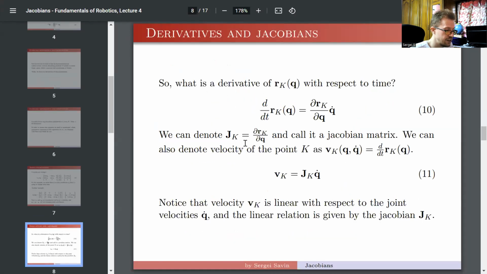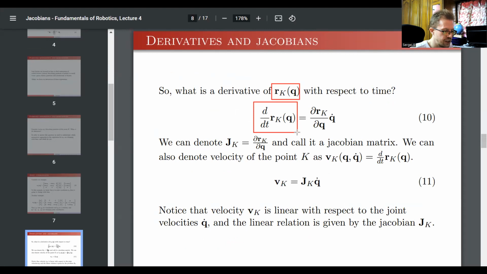Now, let's consider the derivative. So the derivative here is rather simple. What we can say is we can take derivative of this with respect to time, and it would be a chain rule. The chain rule tells us it is the derivative of the expression for r_k with respect to the parameters q times the time derivative of q. Okay. So again, it is a chain rule. So we take derivative of r with respect to q, and then of q with respect to time. But q with respect to time is q dot. So we get times q dot. That's it. That's how we take derivative. If we didn't have parameters that change with respect to time, this whole thing would be 0.